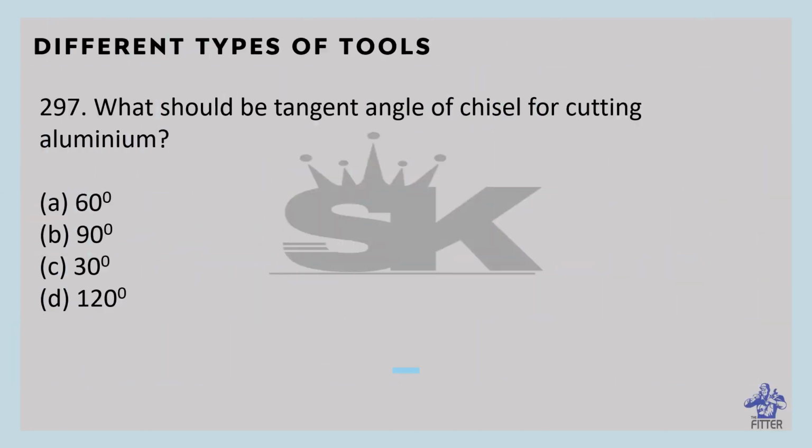What should be the point angle of a chisel for cutting aluminum? That is 30 degrees. I have given you the materials to be cut and their point angles, so just look into the previous slides. For high carbon steel, the point angle is 65, cast iron 60 degrees, mild steel 55, brass 50, copper 45, aluminum is 30.